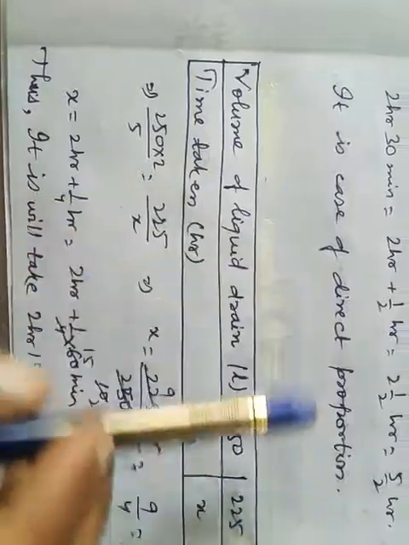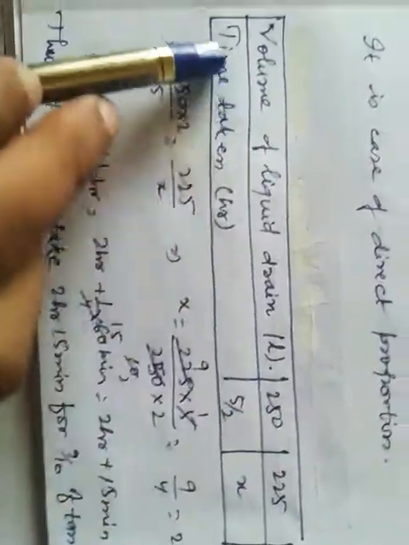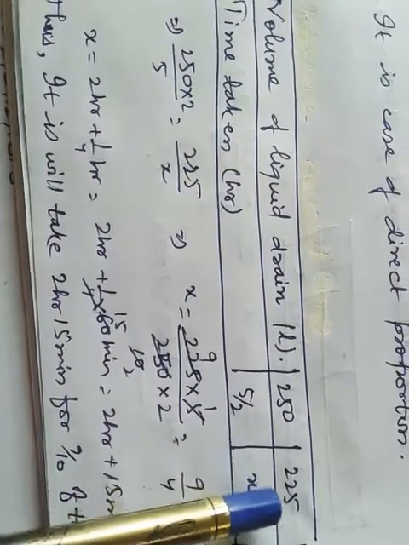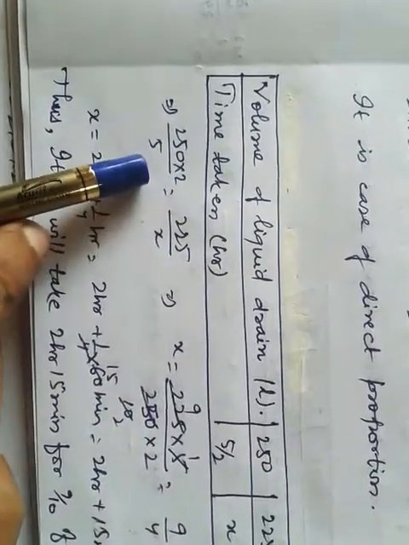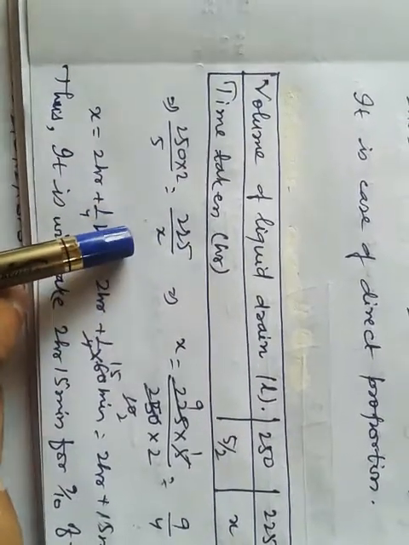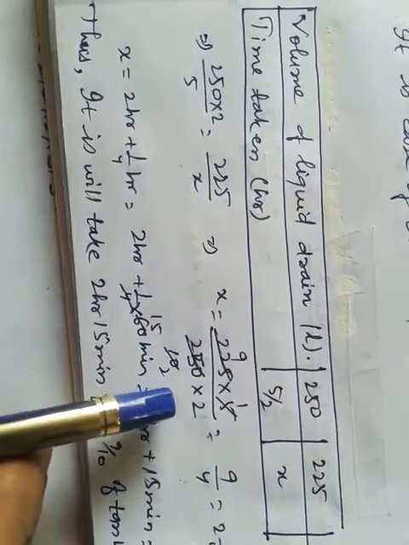Now it is a case of direct proportion. We make the table: volume of liquid drained in liters and time taken in hours. 250, 5 by 2, 225, x. 250 into 2 by 5 equals 225 by x. X equals 225 into 5 by 250 into 2.